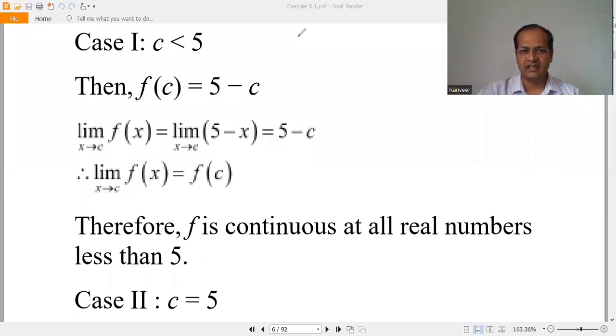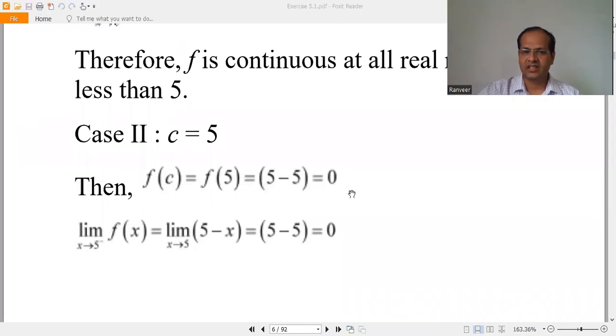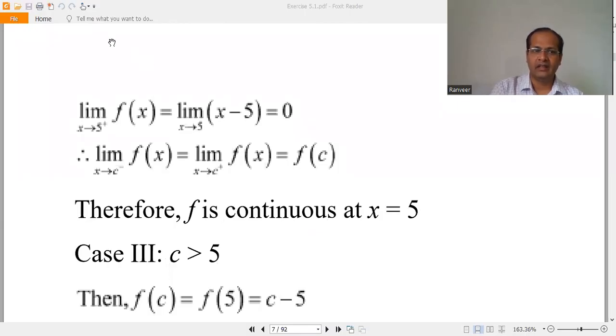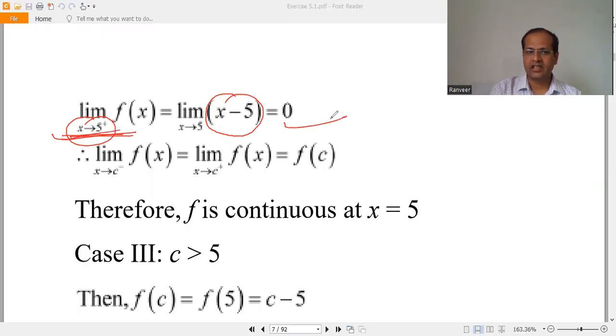Now for the second condition, c equal to 5. For c equal to 5, f of c equal to 0, and the limit as x tends to 5 minus, the value is also 0. And for 5 plus, the value is also 0, because here for 5 plus the function definition is different, that's why we are taking this value. So this is also 0, so the left limit and right limit are equal to f of c, so this is continuous at x equal to 5.